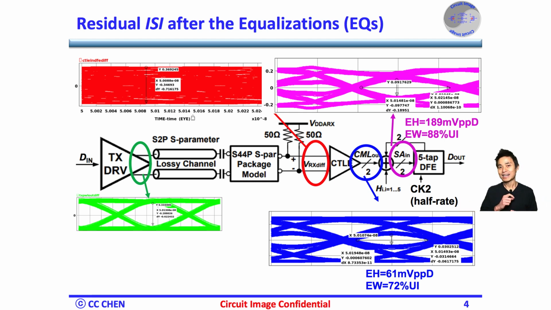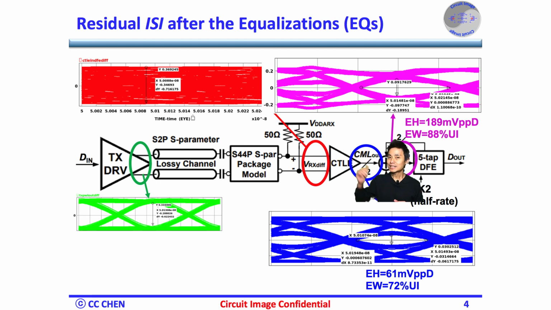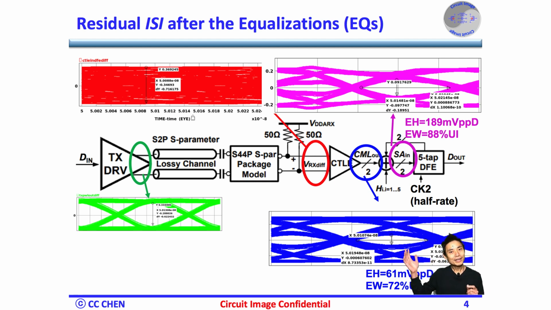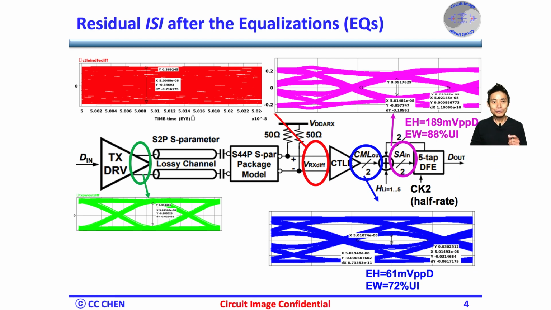For the same case study, both CTLE and DFE were applied to equalize the 22 dB loss at the Nyquist rate. Therefore, the CTLE can open the eye at about 72% UI eye width, and the DFE would help to open the eye width further to 88% UI eye width at the sampler front end.